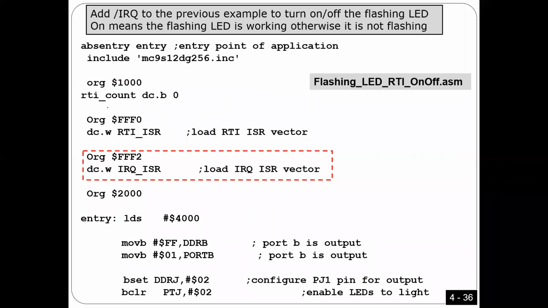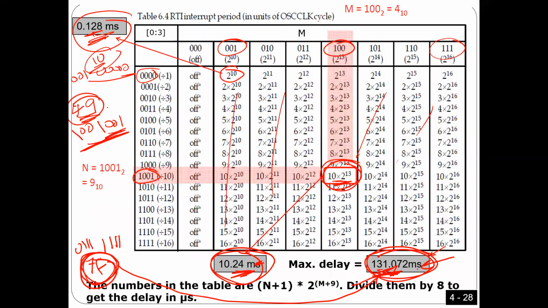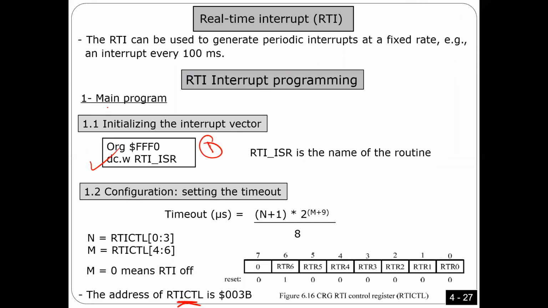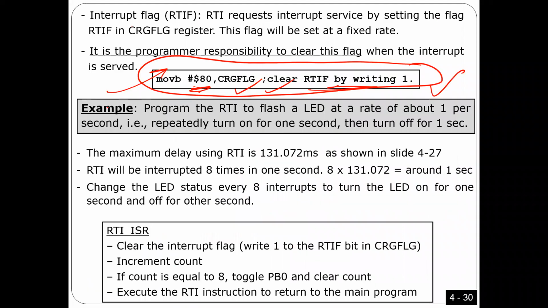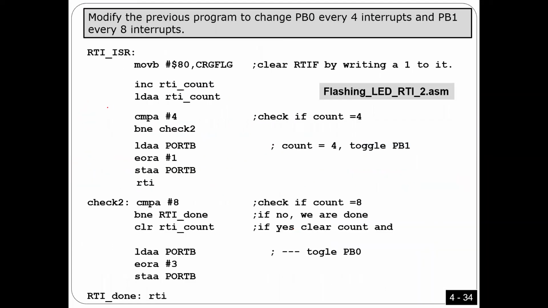Okay, let me tell you what I did so far, guys. I explained two programs. Is that okay? I explained one program for IRQ. Every time you press a button, you trigger an IRQ interrupt, and when you trigger the IRQ interrupt, you shift one LED. This is one program I taught. The second program I taught is how to make a flashing LED similar to what we did in chapter 3, but this time we did it using RTI. That's what I explained. Now I want to merge these two programs together.